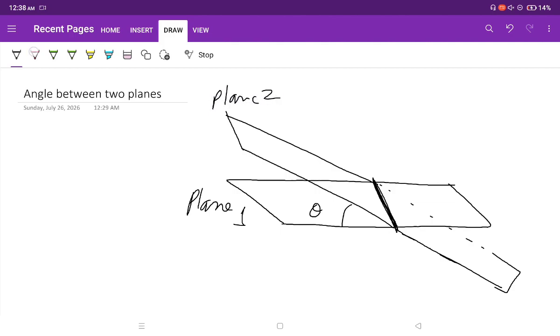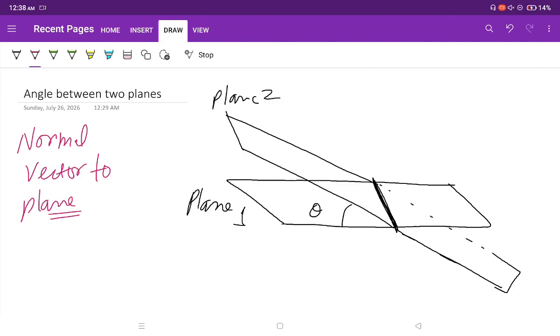Now we need to calculate this angle theta. We don't have any other parameters or any other supporting vector or line. We only have the normal vector to the plane. Right? We also used this normal vector in the equation of the plane.